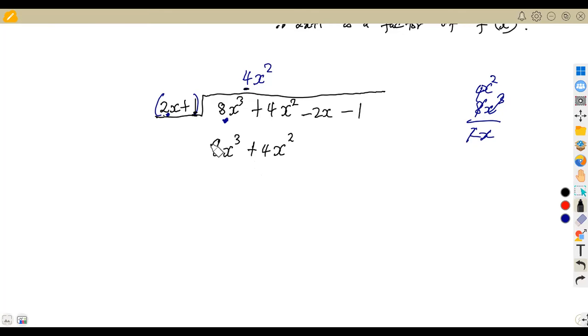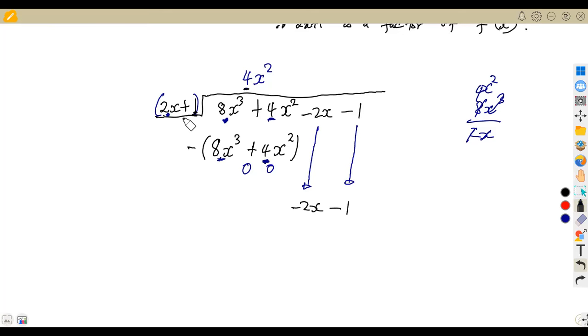Then after multiplying, we subtract. 8x cubed minus 8x cubed is 0, and 4x squared minus 4x squared is 0 again. So there's nothing more we can get here, and we drop the minus 2x and also the minus 1.